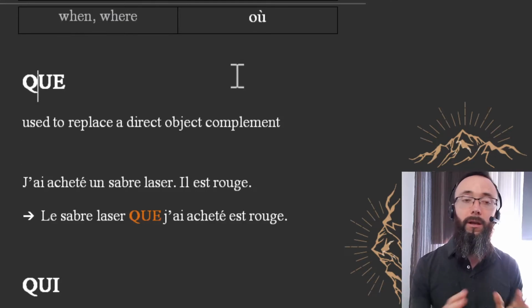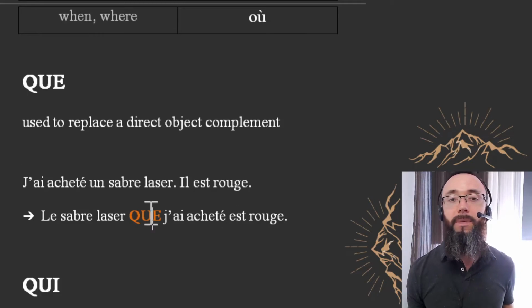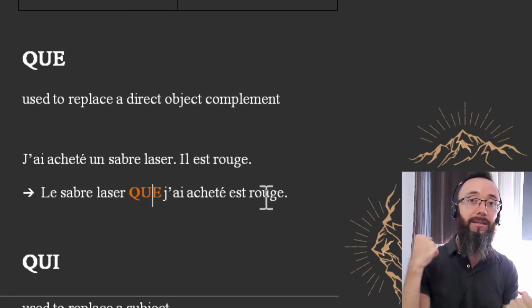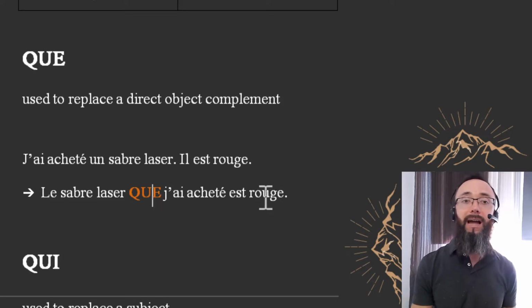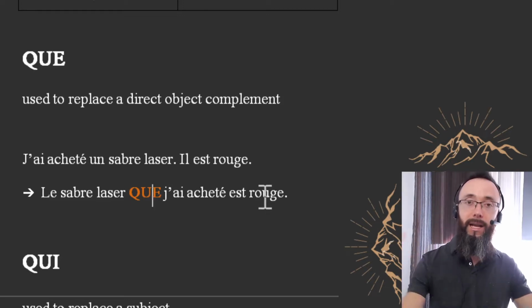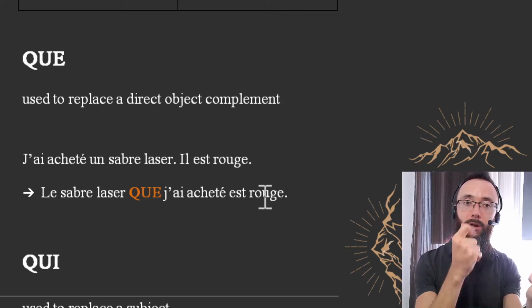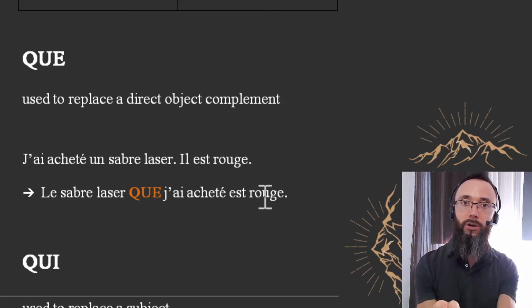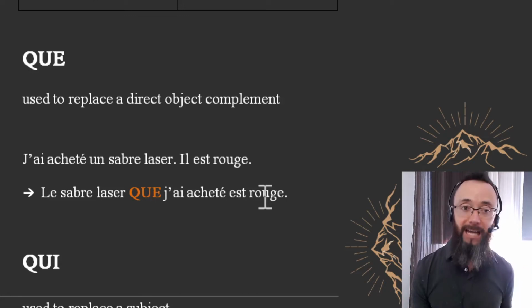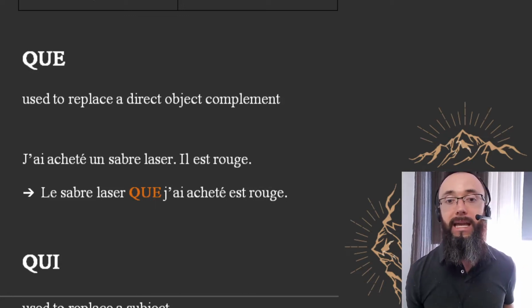Que, which is used to replace a direct object complement, can be used to connect 2 bits of sentences here, an independent part and a dependent part. For example, I bought a lightsaber. J'ai acheté un sabre laser. Il est rouge. We connect the two of them with que. Le sabre laser que j'ai acheté est rouge. The lightsaber that I bought is red.